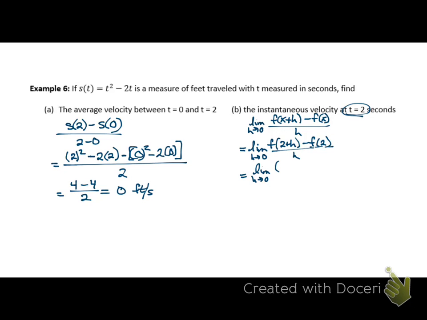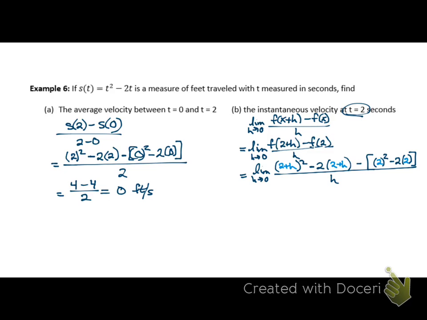So we're going to have 2 plus h squared minus 2 times 2 plus h. Because we have to plug 2 plus h into the entire equation. Now we're plugging in 2. So minus 2 squared minus 2 times 2. And that is all over h.